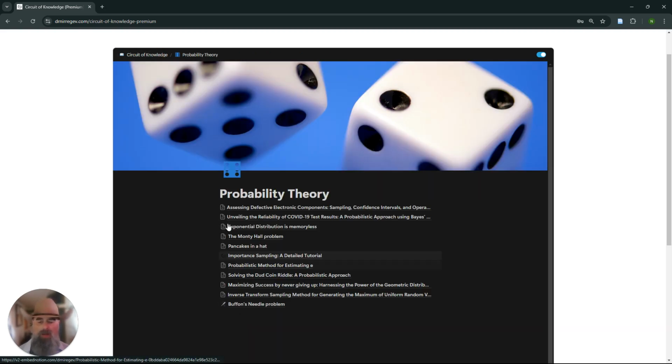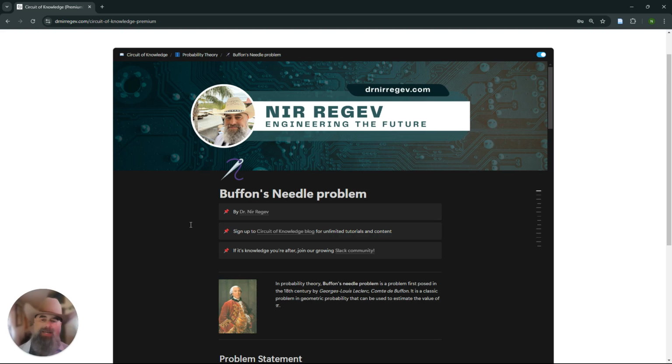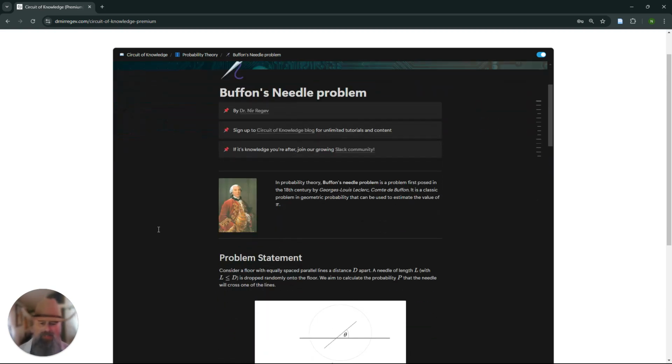But today we're going to dive into the probability theory section, and we're going to discuss the elegant and very cool Buffon's needle problem. So what is it? In probability theory, Buffon's needle problem is a problem that was first posed in the 18th century by George Buffon. It is a classic problem in geometric probability that can be used to estimate the value of pi.